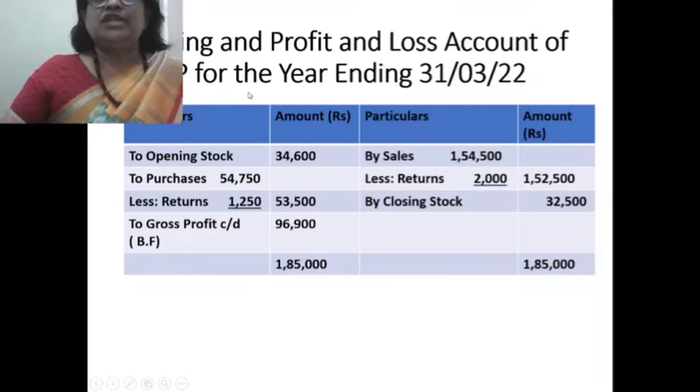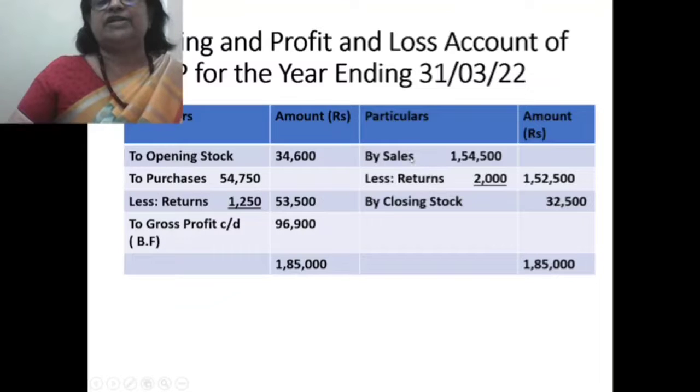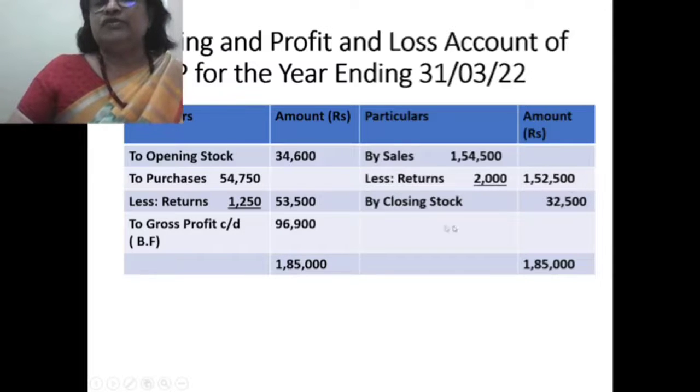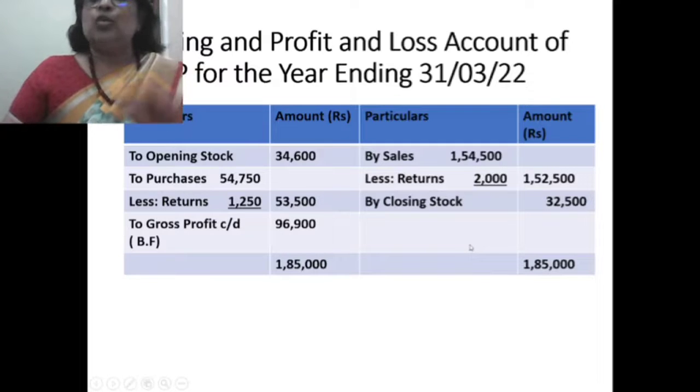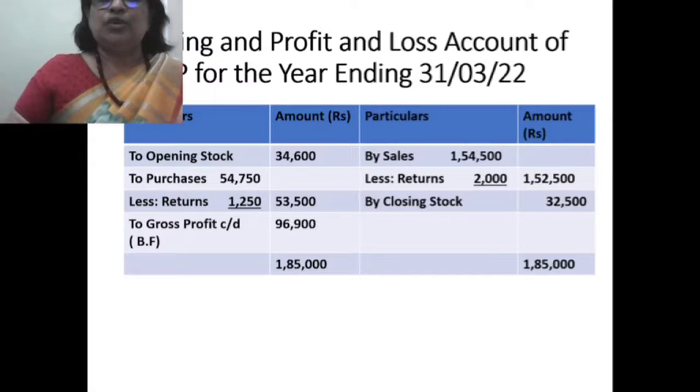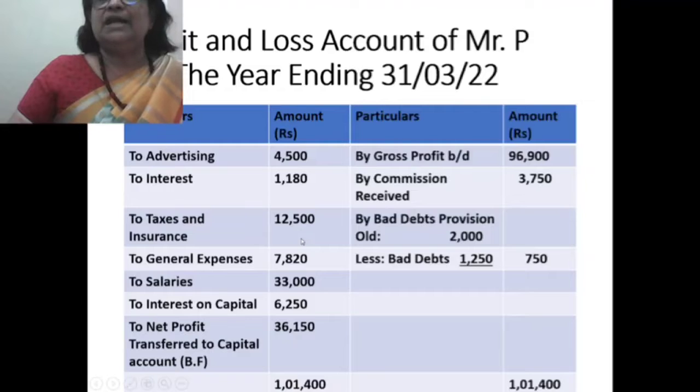So trading and profit and loss account of Mr. P for the year ending 31/3/22. To opening stock 34,600. To purchases, inner column 54,750. Less returns 1,250. Outer column 53,500. By sales 1,54,500. Less returns 2,000. Outer column 1,52,500. By closing stock 32,500. Total of the trading account 1,85,000. Credit side is higher. So you're getting gross profit 96,900 as the balancing figure.